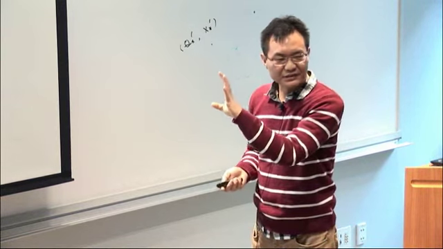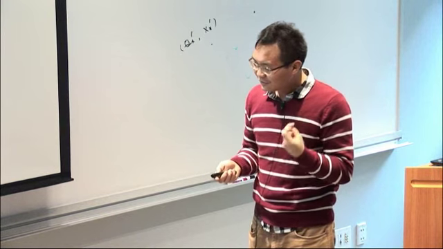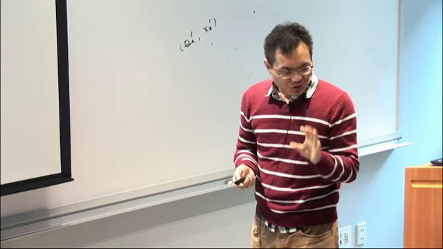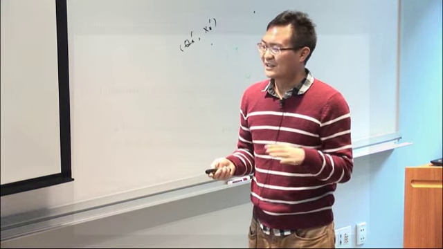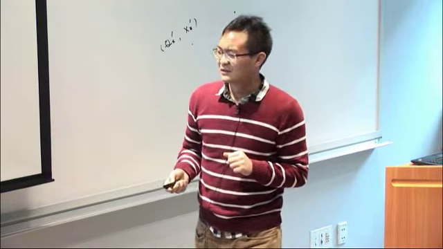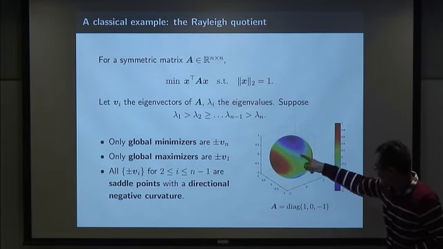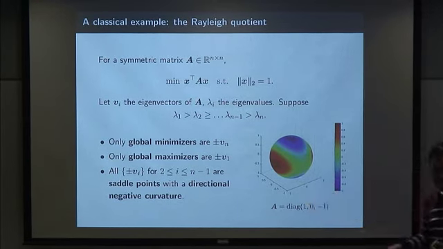Okay, just from this example, at least we have two nice properties. One nice thing is that there are multiple minimizers, but they are equally nice, right? All local minimizers are global. And the second thing is that all the saddle points have some directional negative curvature. By that, I mean, for this example, this one, okay?